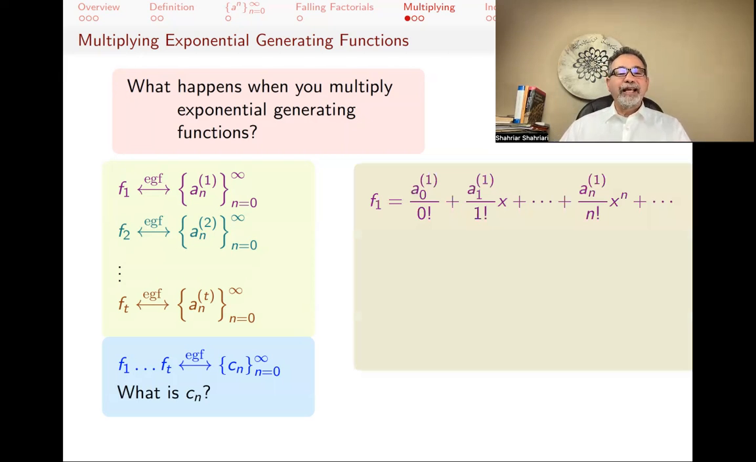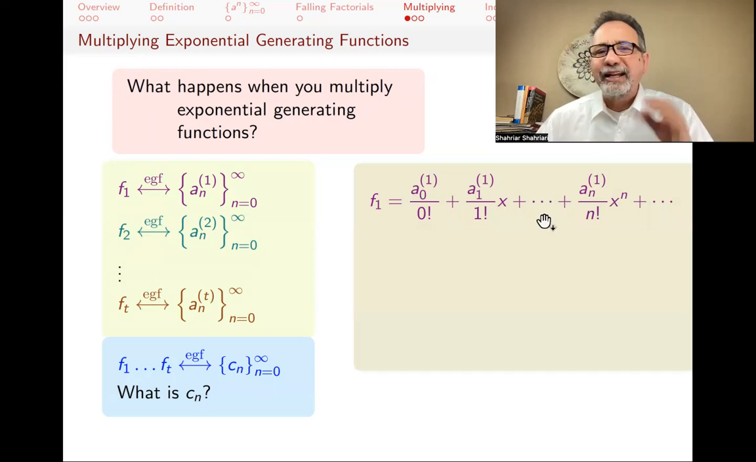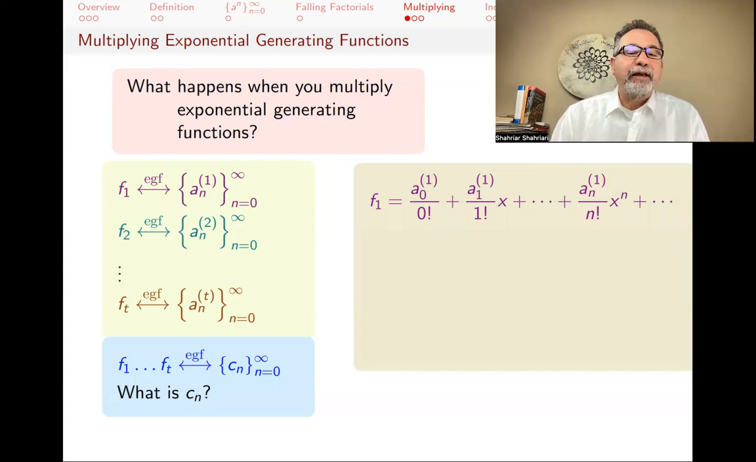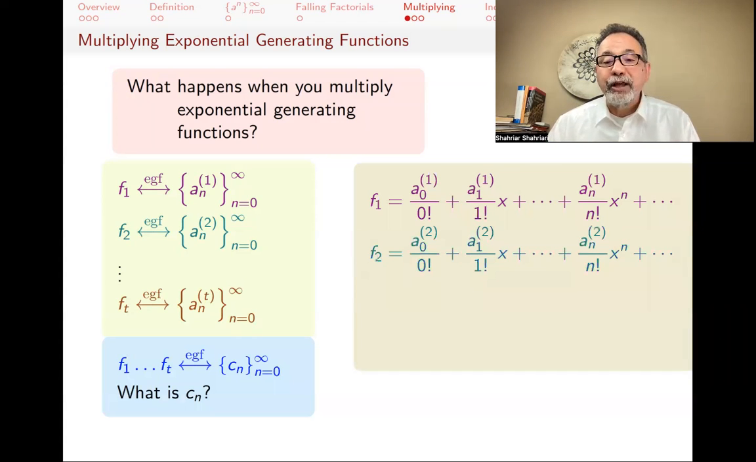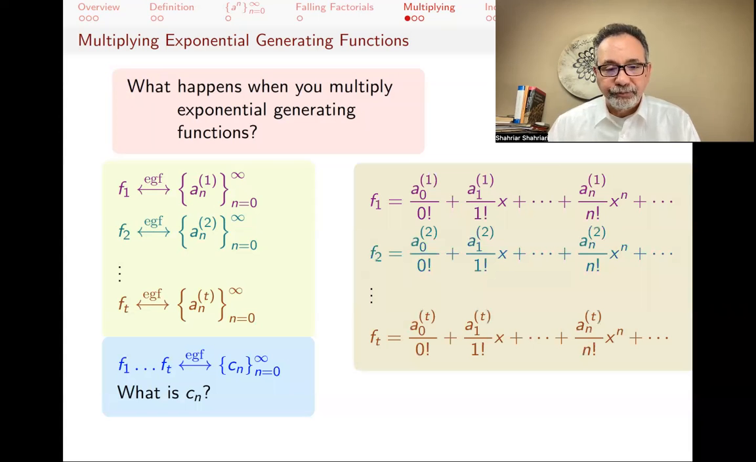Now, when we say that f1 is the exponential generating function of that sequence, it means that f1 equals that. And again, just like ordinary power series, we don't actually mean equal in the sense that this power series converges to f1. We just mean that f1 is holding the information for us for what these terms are. This f1 will definitely converge for x equals 0 and presumably for some other x. And we're not really interested in convergence. We're just interested in the fact that we can retrieve our sequence from f1, and the same with f2, and so on up to f_t.